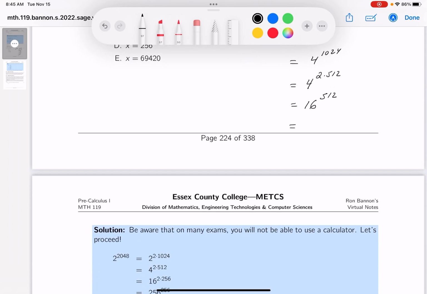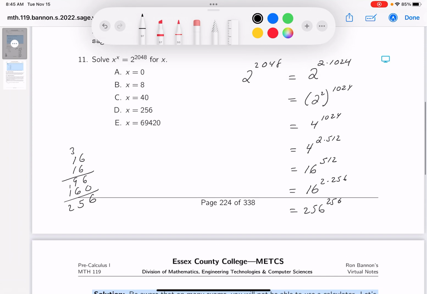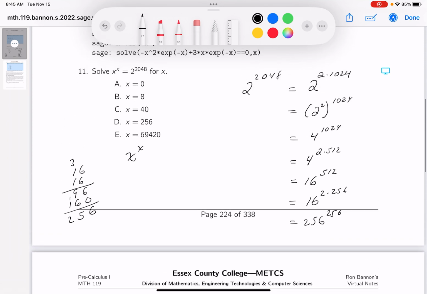Keep going through it. I'm going to say 16, and then it's going to be 2 times 256. So now I'm going to get 16 squared. A little more complicated. Let's do 16 squared for you. That's going to give you, let's see, 6 times 6 is 36. Then you get 6 and 3, which is 9. And then you get 160. That's going to be 6. 9 and 6 is 15. Wow, look at that. 256 to the 256. So now I know x to the x is the same thing as 256 to the 256. So now I know x is 256.